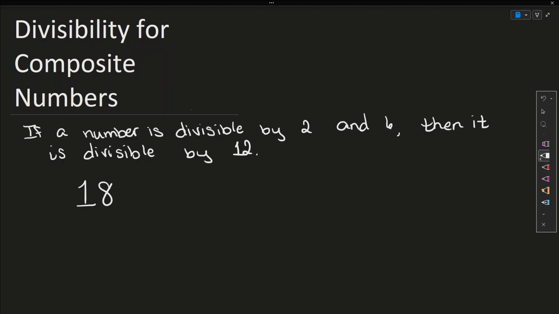Take the number 18. Is it divisible by 2? Yes, since it is even. Is it divisible by 6? Yes, because 18 divided by 6 is 3. According to Bethany's rule, 18 should be divisible by 12. But 18 divided by 12 is not a whole number. So Bethany's rule does not always work. Why not? Because being divisible by 2 and 6 does not guarantee enough factors to make 12.